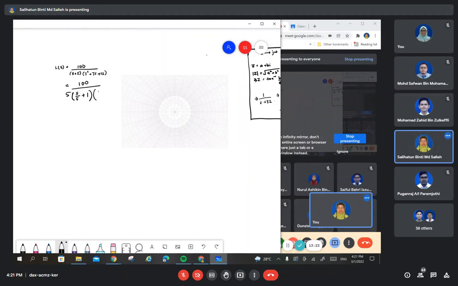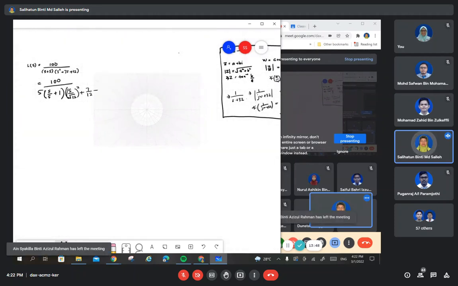s, square root 12. Okay, it needs to be in this form, plus 7 divided by 12. Square root of 12 squared becomes 12, and then plus 1. So you divide by 12 times 12 here.